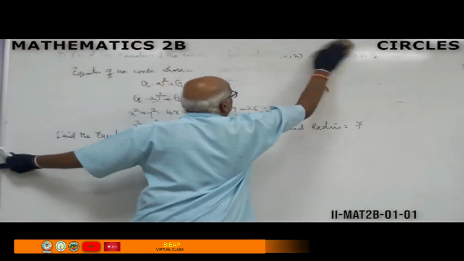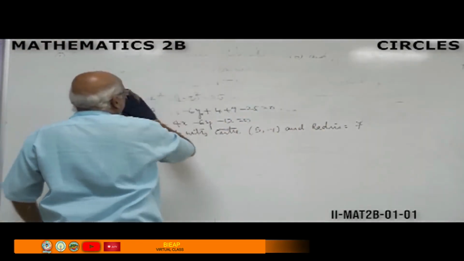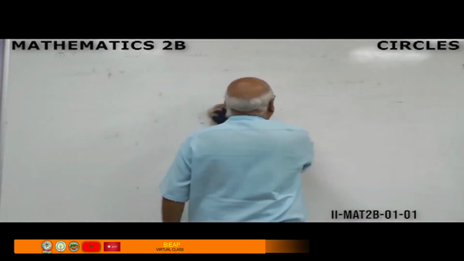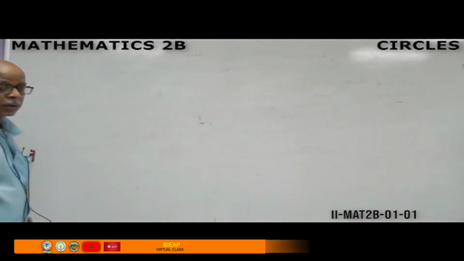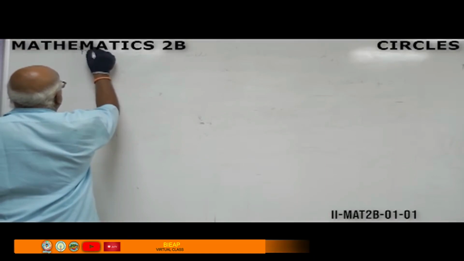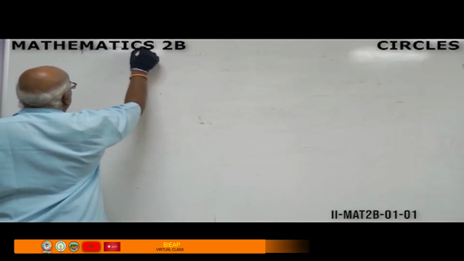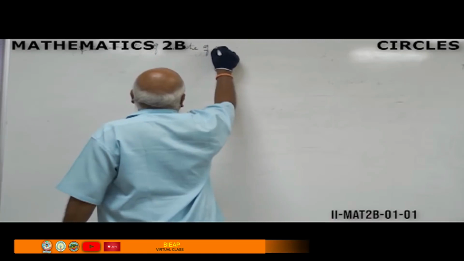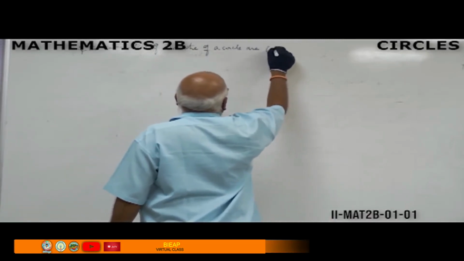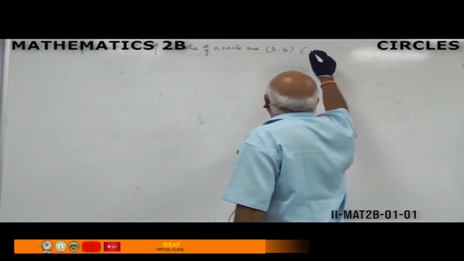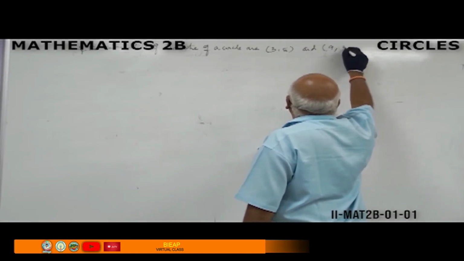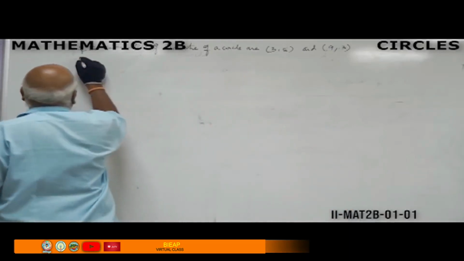And our next problem, the second one: if the extremities of a diameter of a circle are (3, 5) and (9, 3), then find the equation.